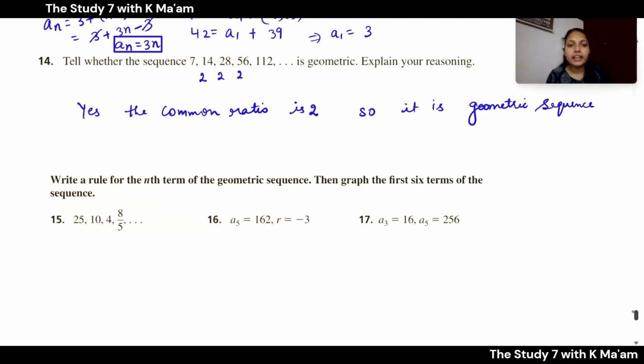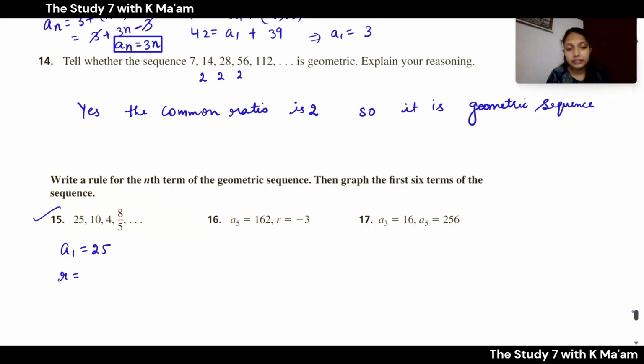Next, write a rule for the nth term of a geometric sequence. What is the nth term rule? We can choose question number 15. The first term is provided, 25. What is the common ratio?